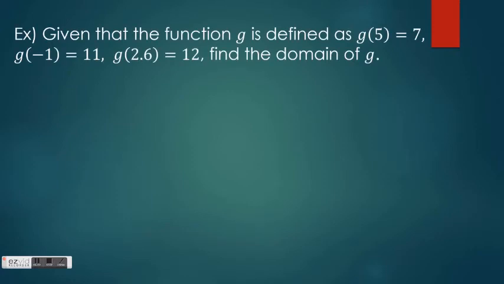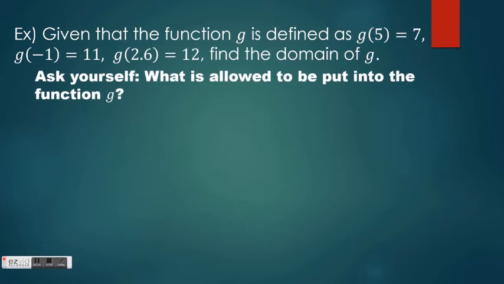Now let's look more at a discrete example. Discrete means that it's particular values and particular points. So let's say we're given a function, g, that's defined as g of 5 is 7, g of negative 1 is 11, and g of 2.6 is 12. Let's look at the domain of the function g.